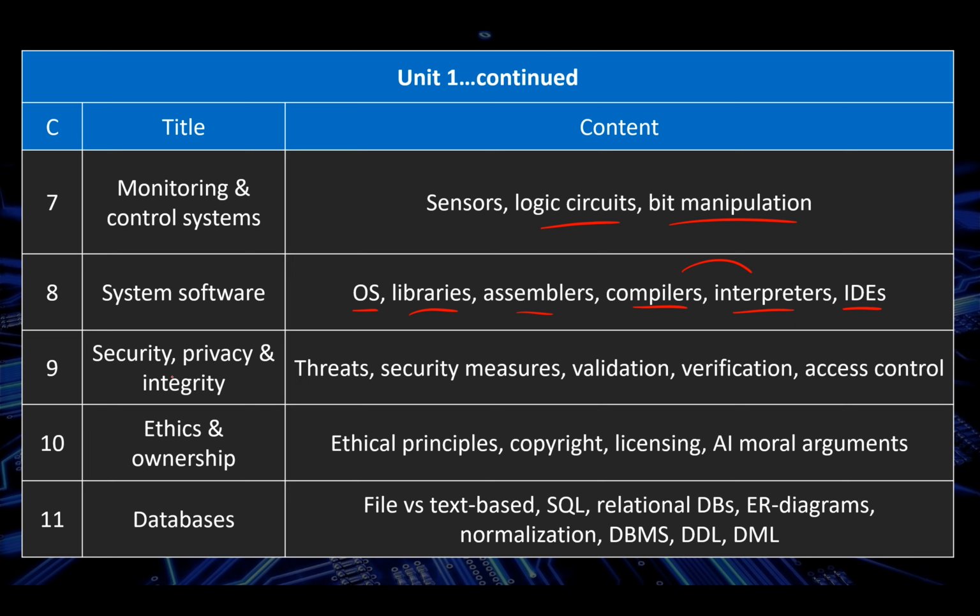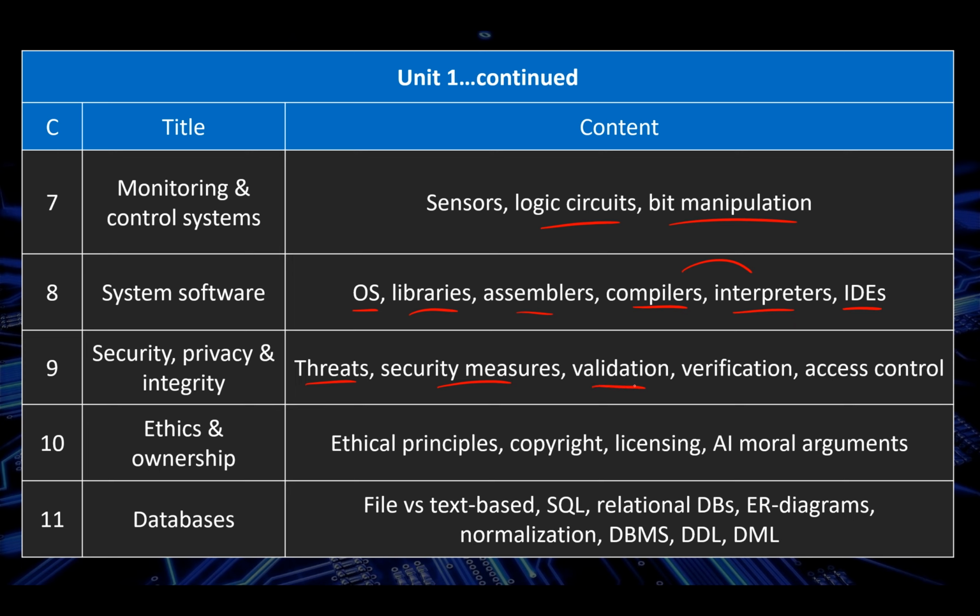Then 9, security, privacy, integrity. That's going to be different threats, for example, different types of malware: spyware, viruses, worms, trojans. Then security measures, or how we can prevent this: strong passwords, biometrics, firewall, antivirus, and user permissions.